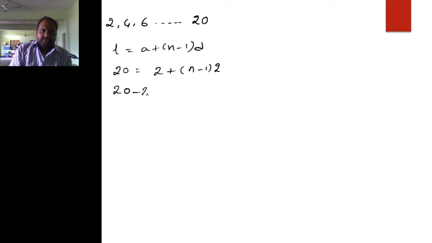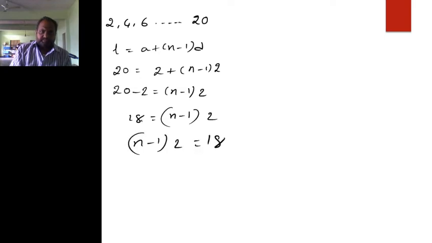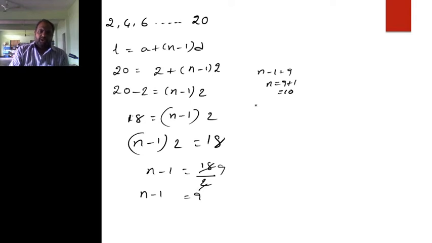20 minus 2 is equal to n minus 1 into 2. 18 is equal to n minus 1 into 2. So n minus 1 is equal to 18 by 2. n minus 1 is equal to 9. n is equal to 9 plus 1, that is equal to 10. So there are 10 terms between 2 and 20.